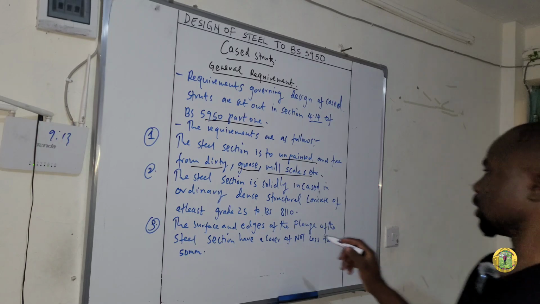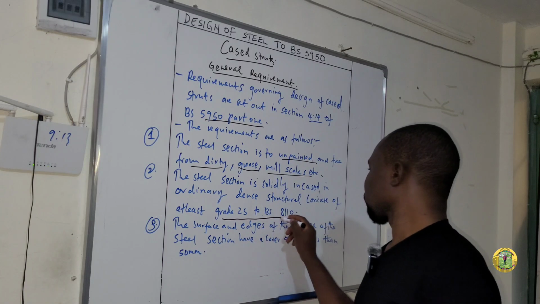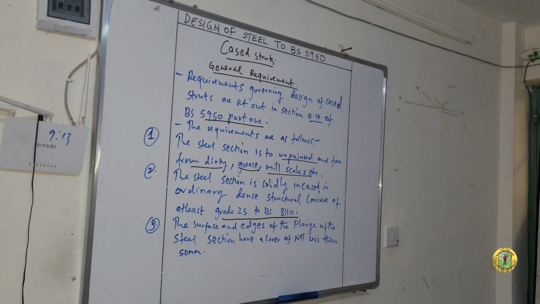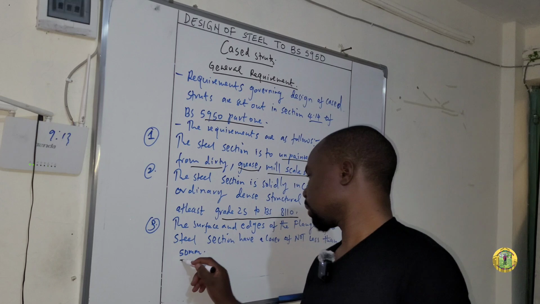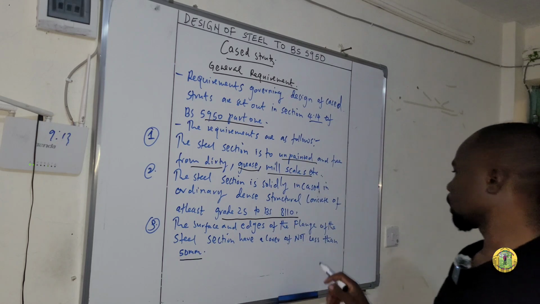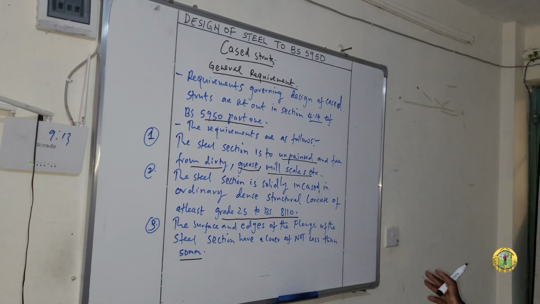Requirement number 2, the steel section is solidly encased in ordinary dense structural concrete of at least grade 25 to BS 8110. The surface and edges of the flange of the steel section have a cover of not less than 50 millimeter. So you will see this later in the drawing. Let's proceed to number 4.